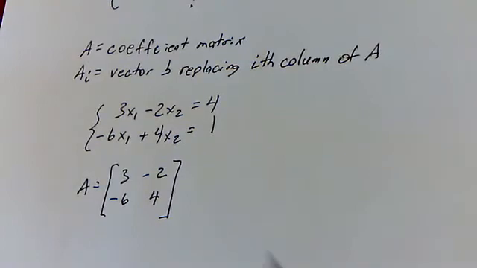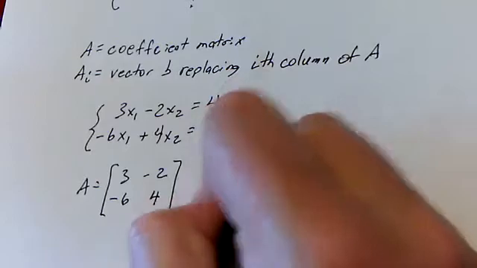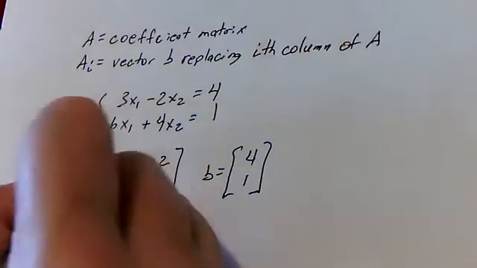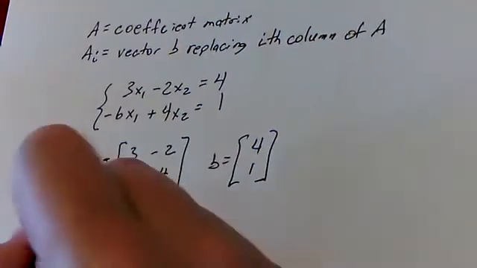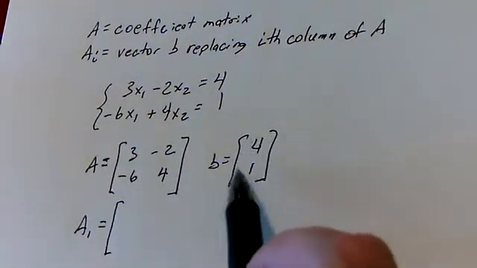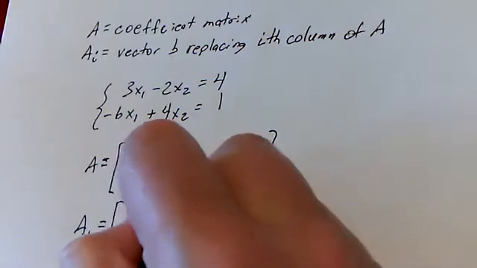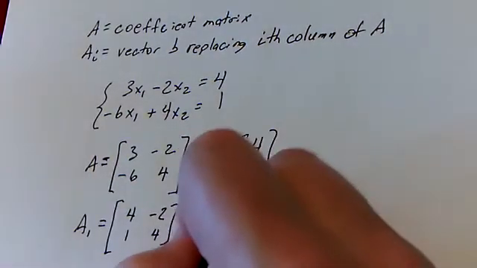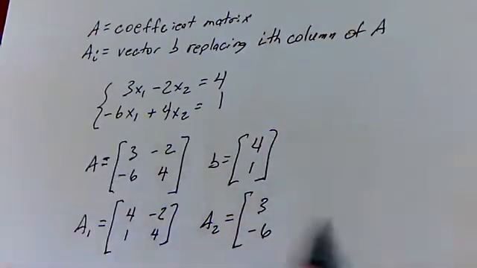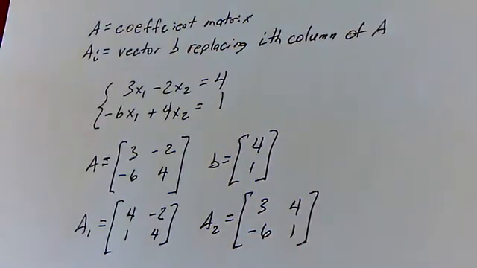Now I need to write my vector b. Let's write that down so I can see how it fits in with my A sub i's. I've got two unknowns here, x1 and x2, so I'm going to have two A sub i's. In A sub 1, I'm going to take this column that's b and replace the first column. So I get 4, 1, negative 2, 4. Then I'm going to do the same thing in A2. I'm going to keep the first column from A, so 3, negative 6 gets kept. Negative 2, 4 gets replaced with the b column of 4, 1.